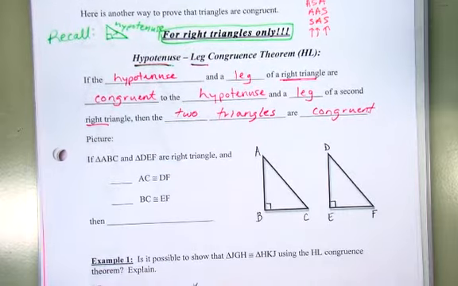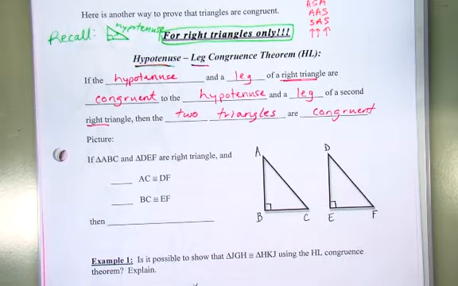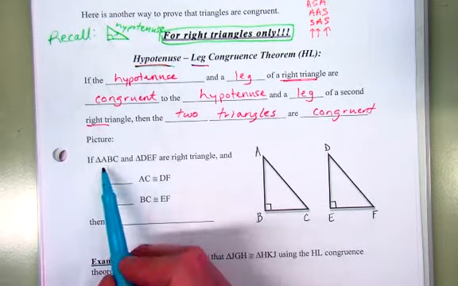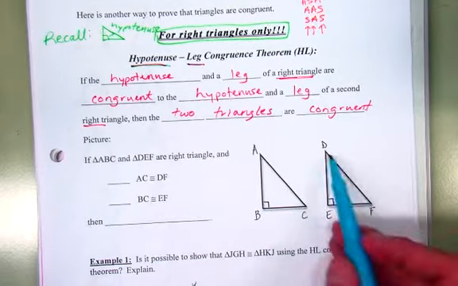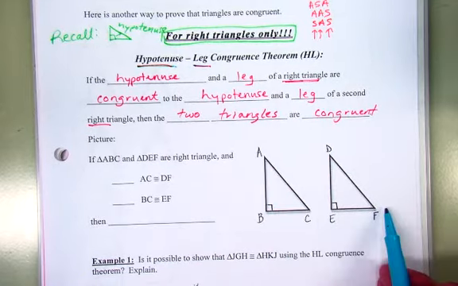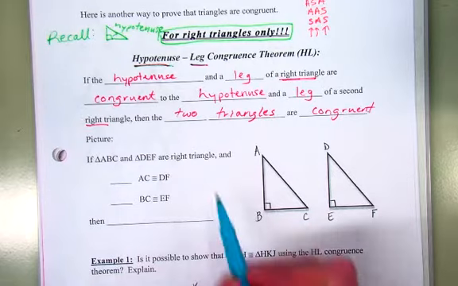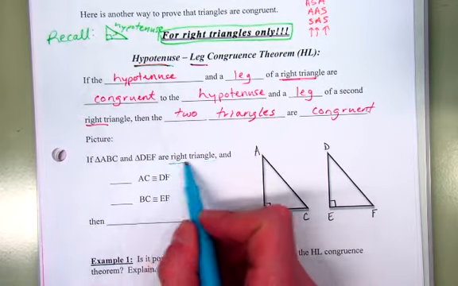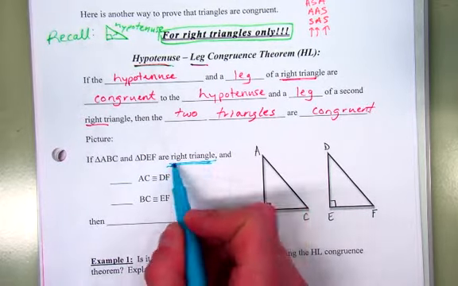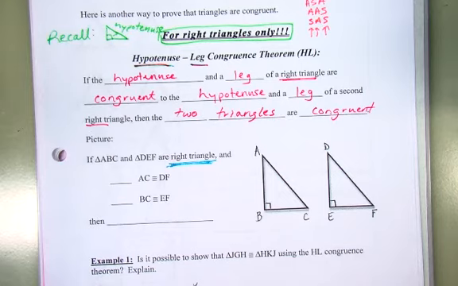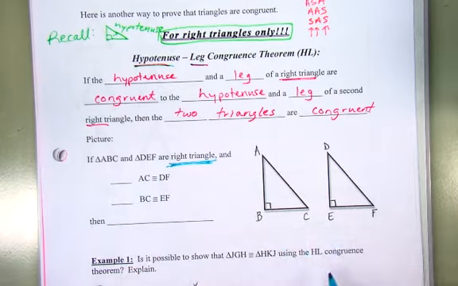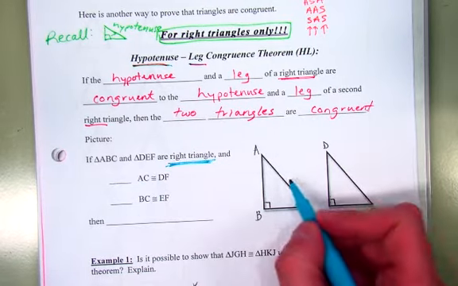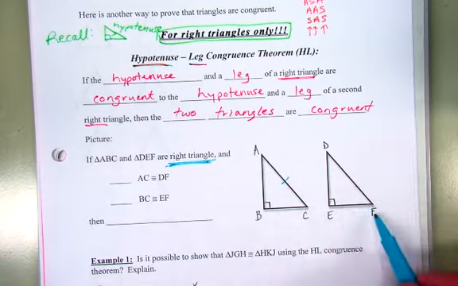So let's take a look at a picture of this. We're given that triangle ABC is congruent to triangle DEF. Oh, I'm sorry, actually, we don't know they're congruent. We need to show that they're congruent. We're given that they're right triangles. So we're given two right triangles, and we need to show that they're congruent. Well, they tell us this information here. AC is congruent to DF. So AC is going to be congruent to DF.